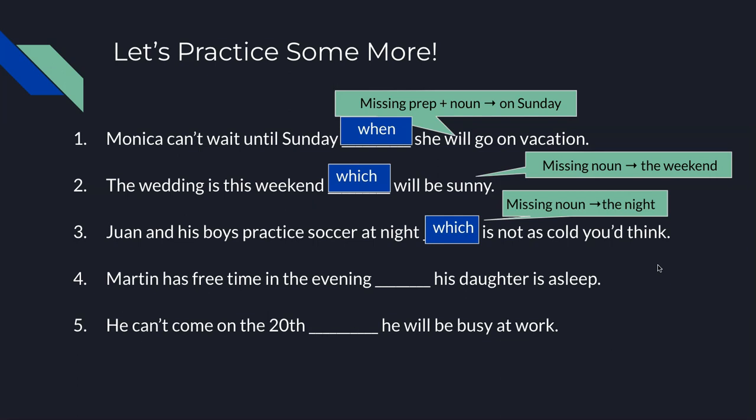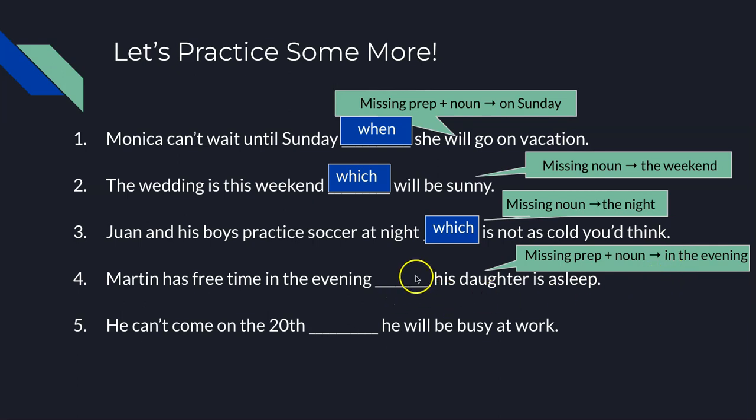Look at number 4. Martin has free time in the evening. His daughter is asleep. To make this clause complete, what is missing? In the evening is missing. So, because we have a preposition, that means that the pronoun we need to use is when.